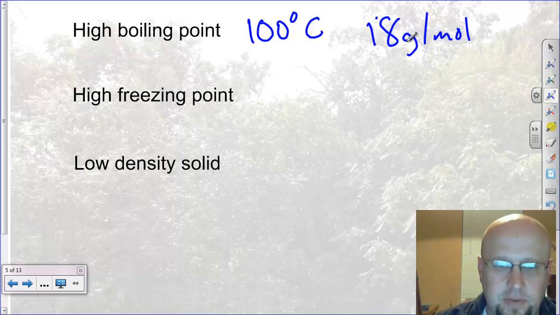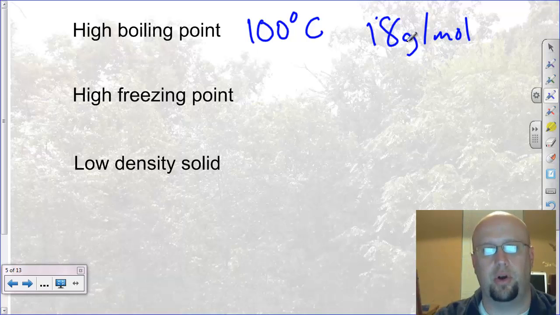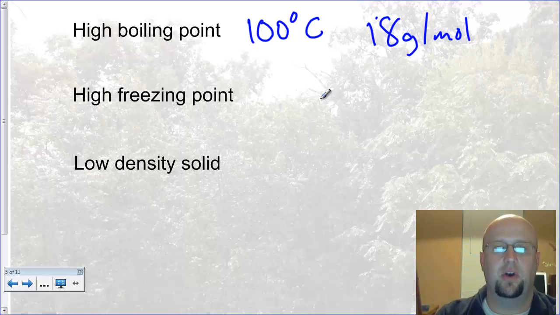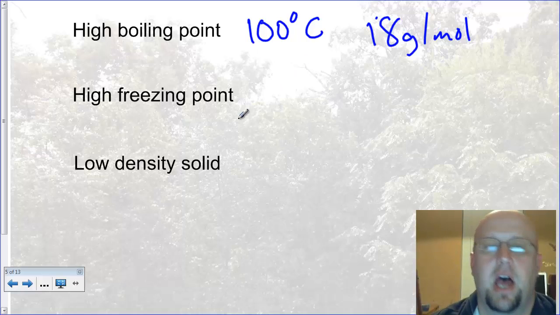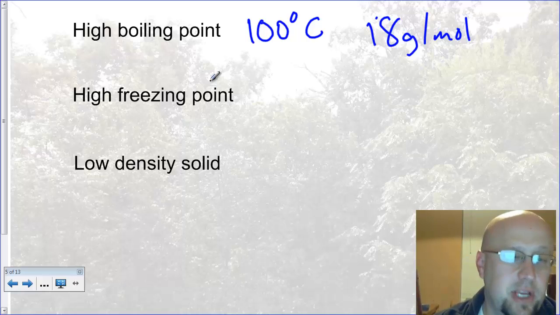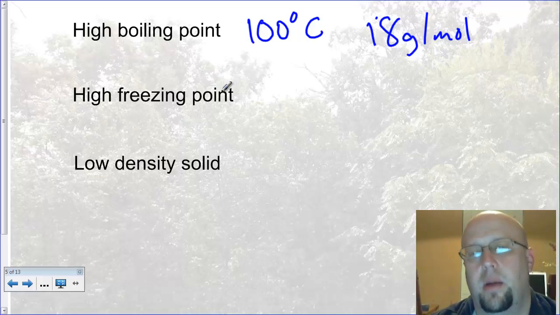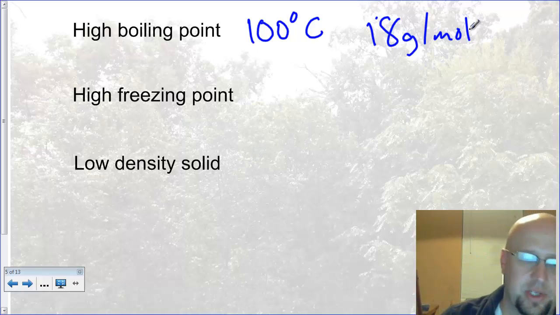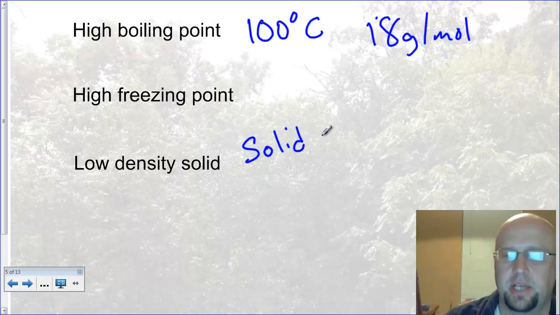And again, the reason for that is the hydrogen bonding. It doesn't want to boil because the molecules are held close together. The water molecules are holding together really tightly, and so it makes it really difficult for them to escape from liquid into gas phase. Obviously, if it has a high boiling point, it tends to have a relatively high freezing point also, at 0 degrees Celsius. And then the low density solid: water is really unique in that the solid has a lower density than the liquid.